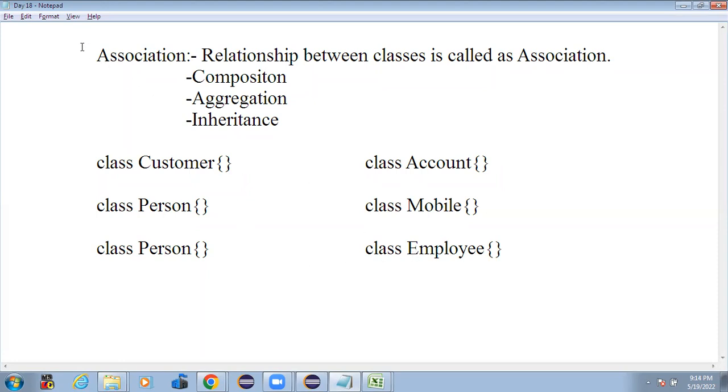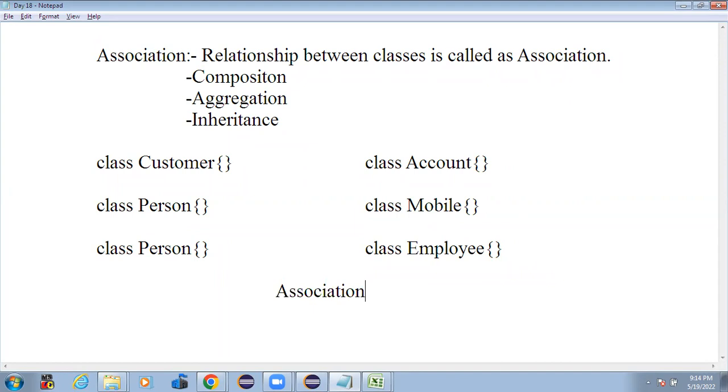As I said, association is nothing but a relationship between the classes. This relationship can be a composition type, an aggregation type, or an inheritance type. So the relationship between the classes can be of majorly two types.